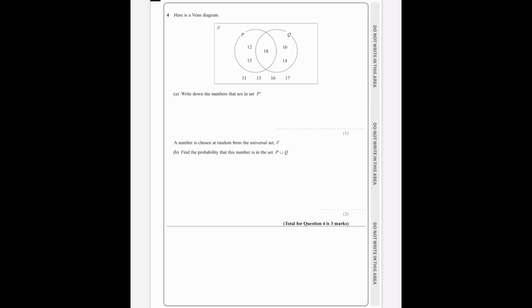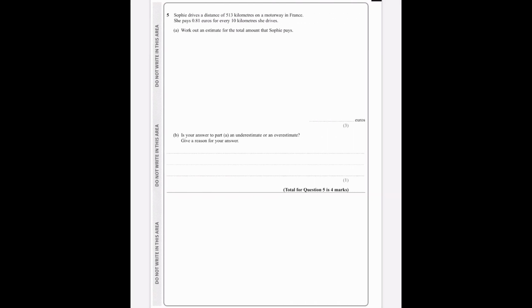Question 4, P prime, P complement, whatever you want to call it, P complement's probably best. The numbers that are not in P: 10, 11, 13, 14, 16 and 17. Then P union P, there are 5 numbers in the union of the two sets out of the total of 9, so 5/9.